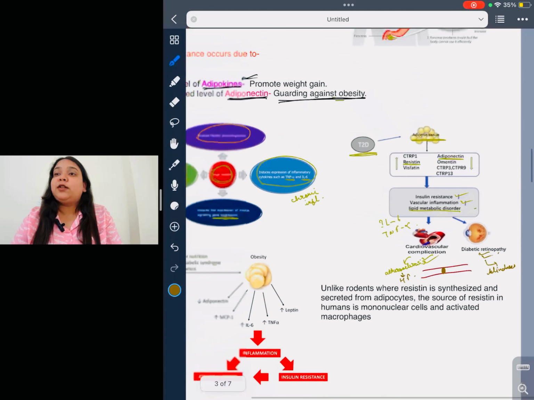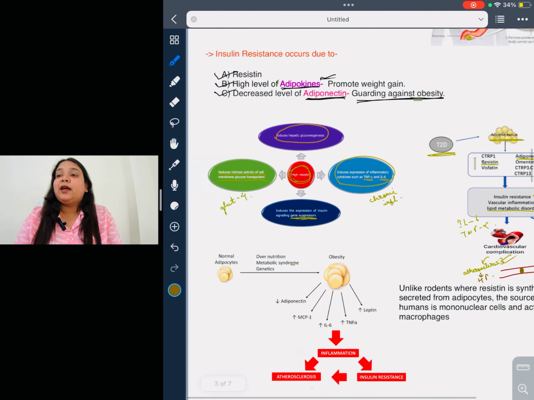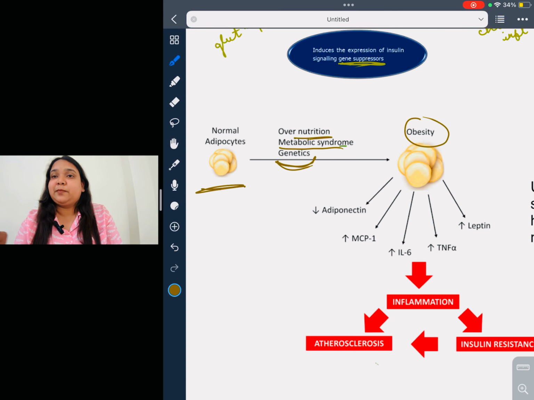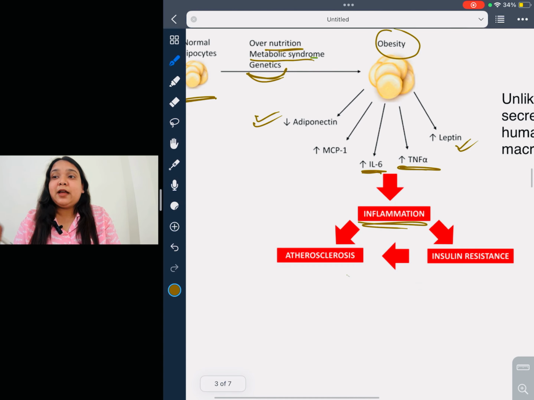So this was about the mechanism of causing insulin resistance in a patient with diabetes type 2. I can explain again a bit over here that suppose this is a normal adipocyte of a patient and the person had overnutrition, the person had metabolic syndrome, or the person has some genetic abnormality which led to obesity. Now the person is obese, more susceptible to diabetes type 2. So the patient will have decreased level of adiponectin hormone, increased level of leptin, increased level of these inflammatory markers, interleukin 6 and TNF alpha, which can lead to inflammation and again cause atherosclerosis due to lipid deposition.